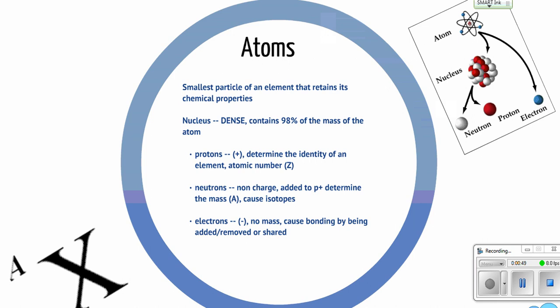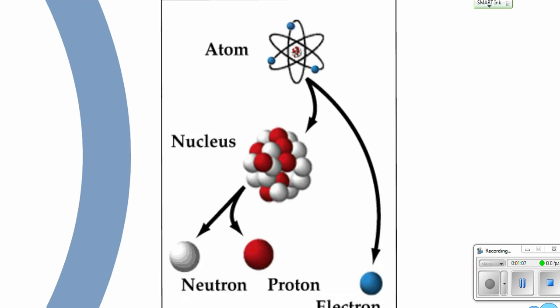The nucleus also contains neutrons, which have no charge, and when you add them to the number of protons, you get the mass of the atom. Changing numbers of neutrons give us what are called isotopes, and we'll talk about those in a few minutes. Electrons have almost no mass, and they're used in bonding. Because they're on the outside of the atom, they can be easily added or removed or even shared with other atoms.